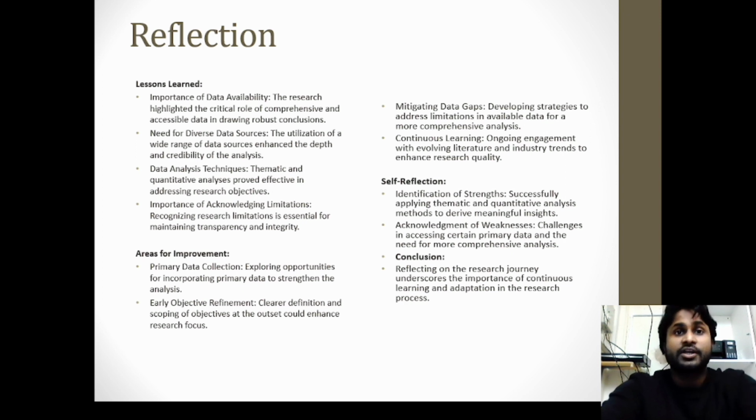Now I will reflect on the lessons learned from the research process and areas where improvements can be made. So, lessons learned: data availability, diverse data sources, data analysis techniques, and the importance of acknowledging limitations are highlighted in this area. And the areas for improvement are primary data collection, early objectives refinement, mitigating data gaps, and continuous learning.